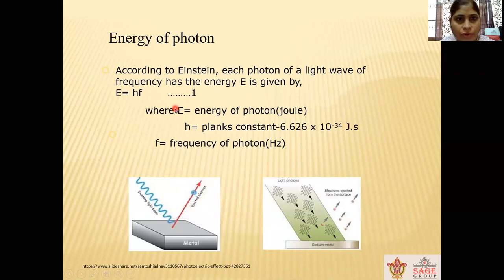The energy of the photon, according to Einstein: each photon of a light wave has a frequency and an energy. This energy is equal to hf, where h is Planck's constant, equal to 6.626 into 10 raised to minus 34 joule second, and f is the frequency of the photon. E is the energy of the photon in joules. So the light consists of photons, and these photons have energy equal to hf.